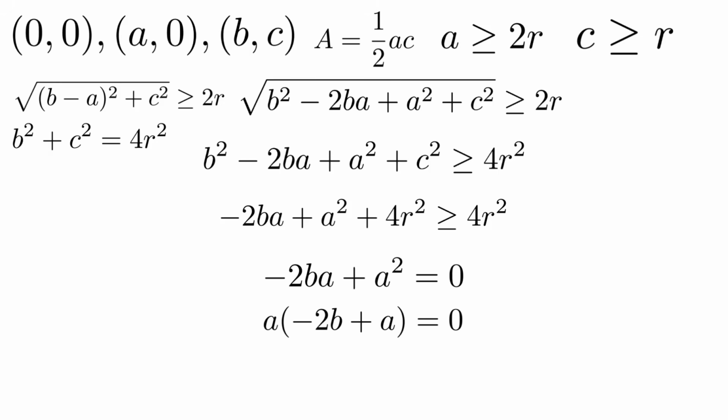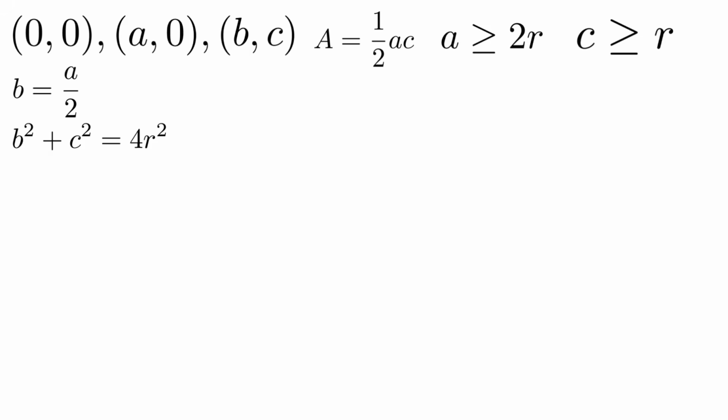We can factor out a and get a times (a minus 2b) equals 0. Now, this gives us 2 solutions: a equals 0, which can't be true as a is greater than or equal to 2r, and the other solution, b equals a over 2, which is fine. Now that we have b in terms of a, we can sub it back into equation 3 and solve for c.